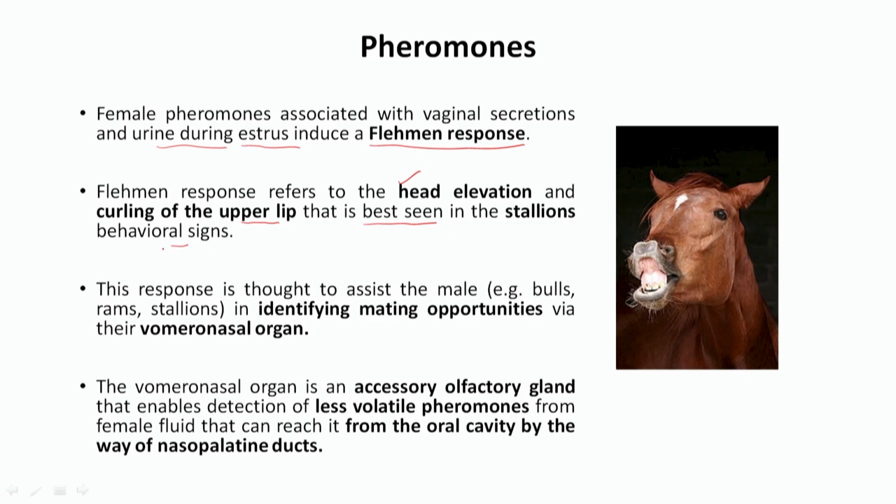They press the upper part of the mouth and perceive the pheromones secreted in the urine. The important organ that perceives this pheromone secretion is called the vomeronasal organ. This vomeronasal organ is an accessory olfactory organ that senses the volatile substances present in the pheromones, and then the subsequent action is carried out. That is the important role pheromones play in signaling.